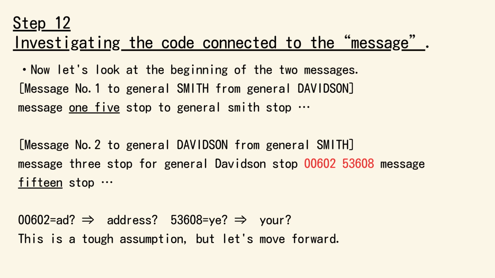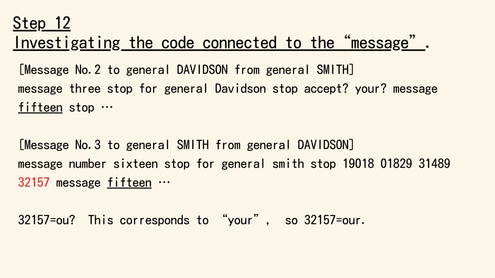Now let's look at the beginning of the two messages. 00602 equals AD, may be address. And 53608 equals YE, may be your. This is a tough assumption, but let's move forward. 32157 equals OU. This corresponds to your, so 32157 equals our.